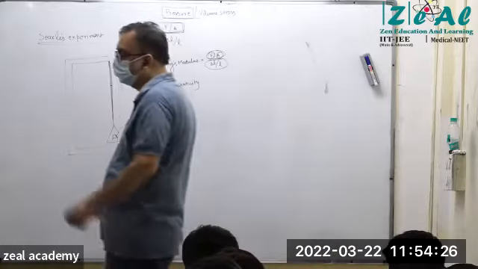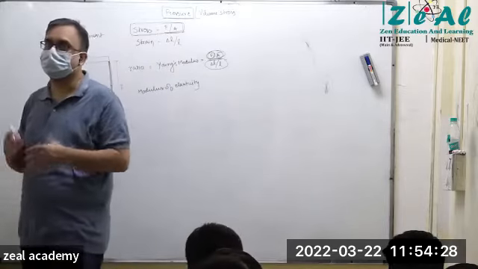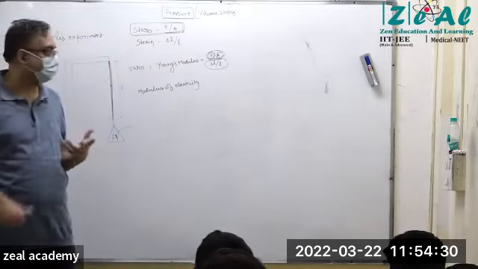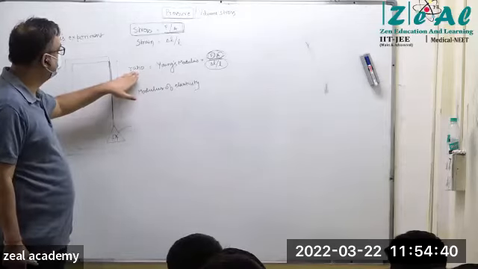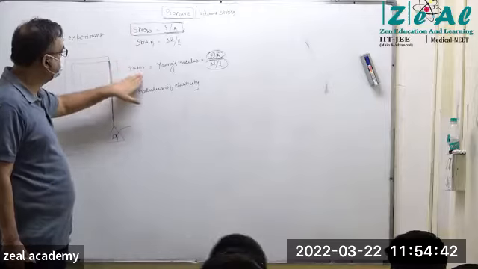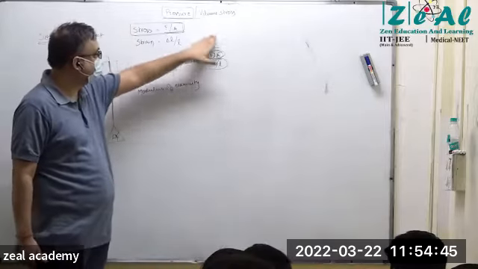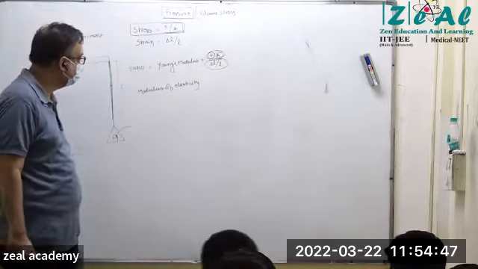So the elastic nature of a material is given by Young's modulus or modulus of elasticity. Sir, what is written to the left of Young's modulus? Ratio. Okay, sir. The ratio of stress and strain, Young's modulus is equal to F upon A, delta L upon L. Okay, sir.